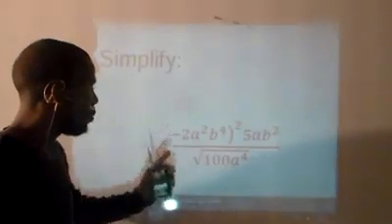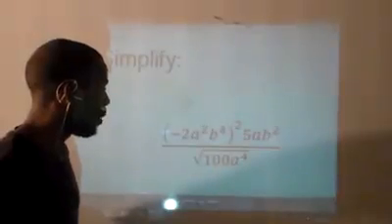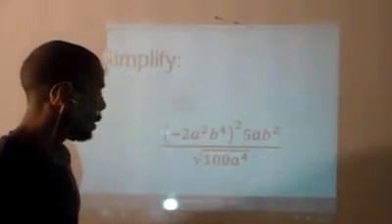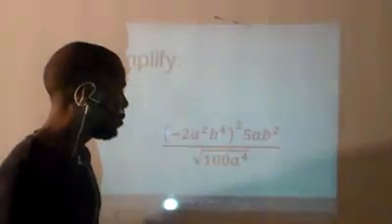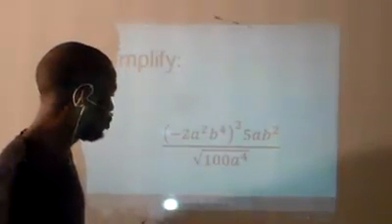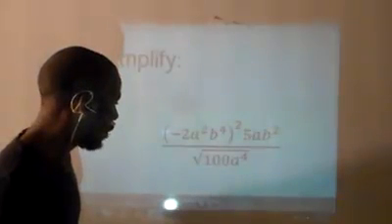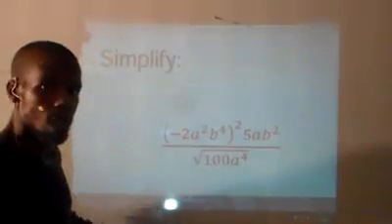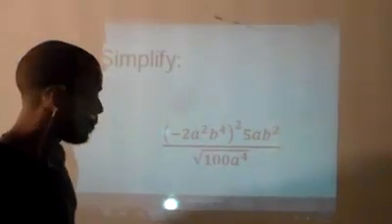We have negative 2a to the power of 2, b to the power of 4, bracketed, raised to the power of 2, multiplied by 5a, multiplied by b to the power of 2, all over the square root of 100a to the power of 4. So this is our problem that we are having here.